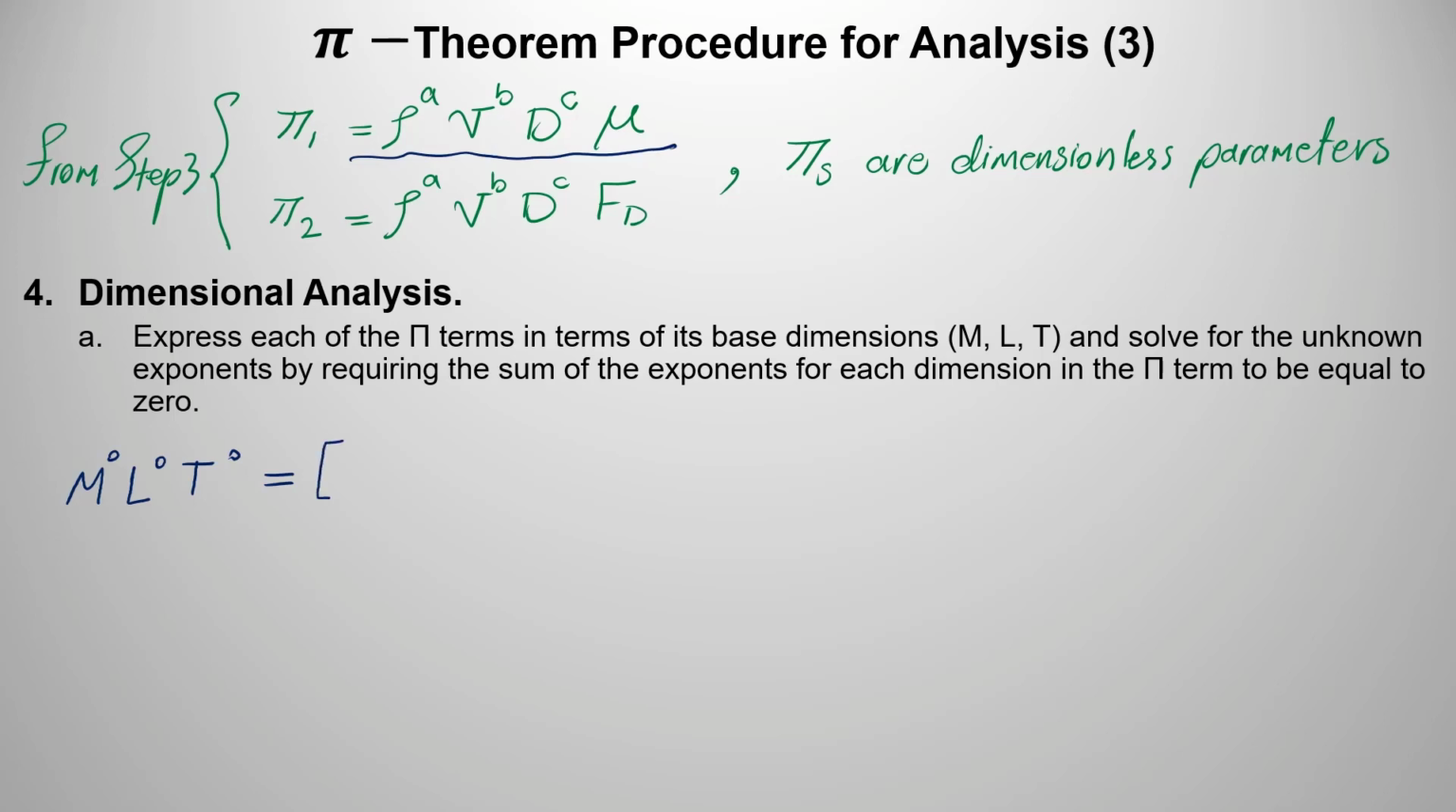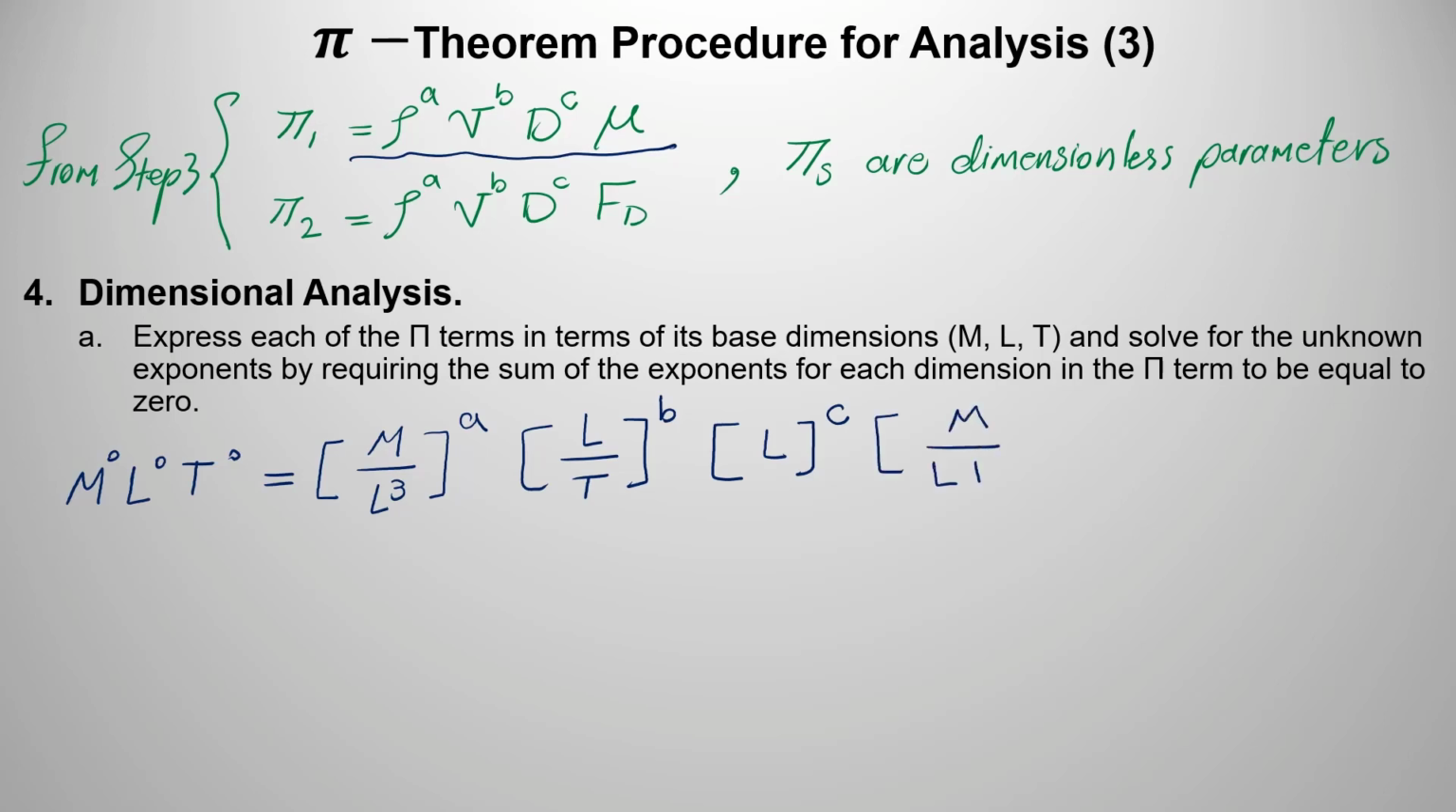Dimensions of rho would be m divided by l to the power 3, everything to the power a. Velocity would be length divided by time, to the power b. Diameter is L to the power c, and then the dimensions of mu, or dynamic viscosity, is M over L times T. Does not need a bracket because it's not to the power of anything.